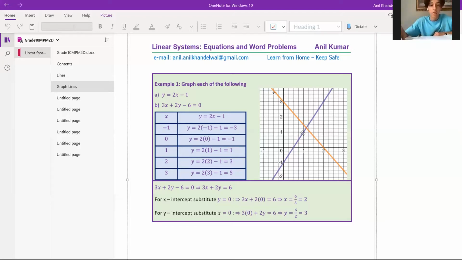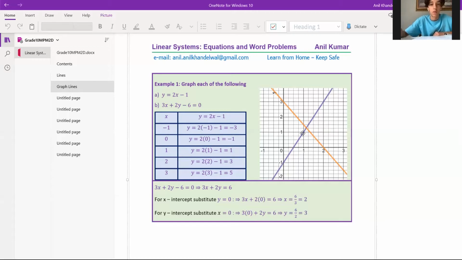You could have, let's say, 1x or x, because then it would run parallel with any y, another y-intercept. Parallel means same slope. So you have to maintain the number 2x. You understand? But you can change that minus 1 to plus 1, 3, 2, 5, whatever.